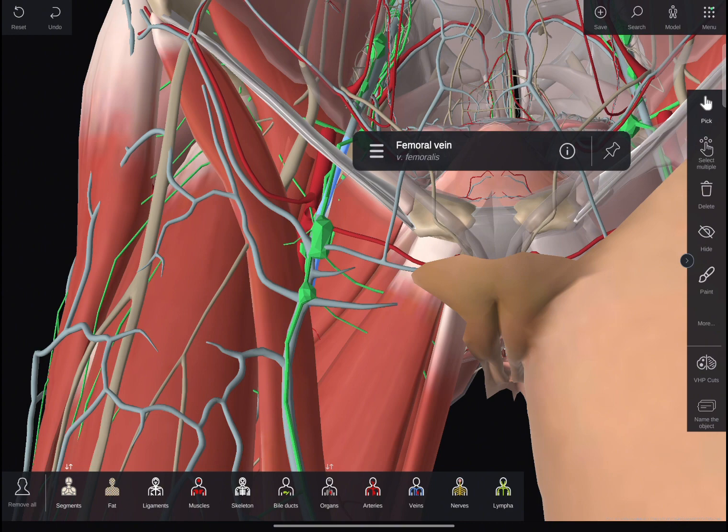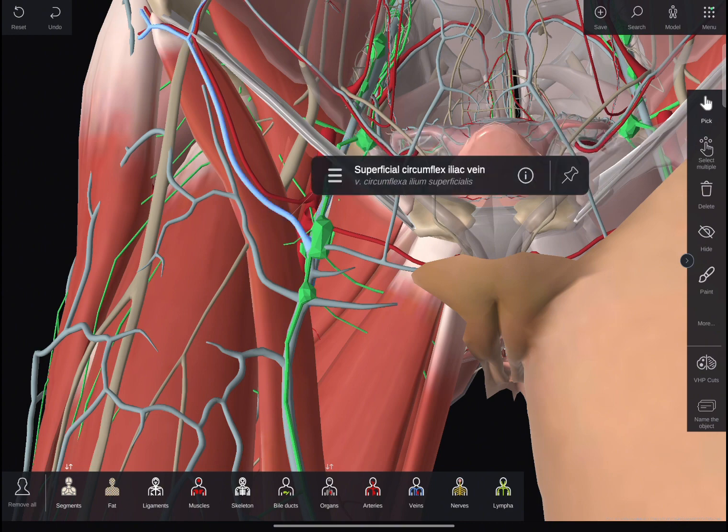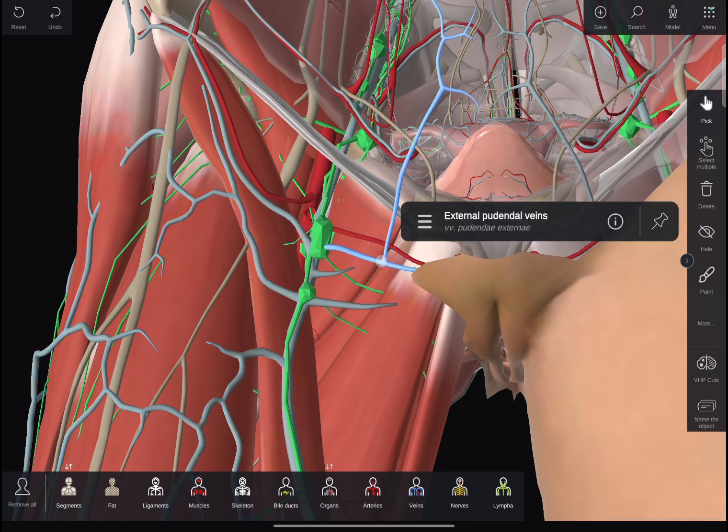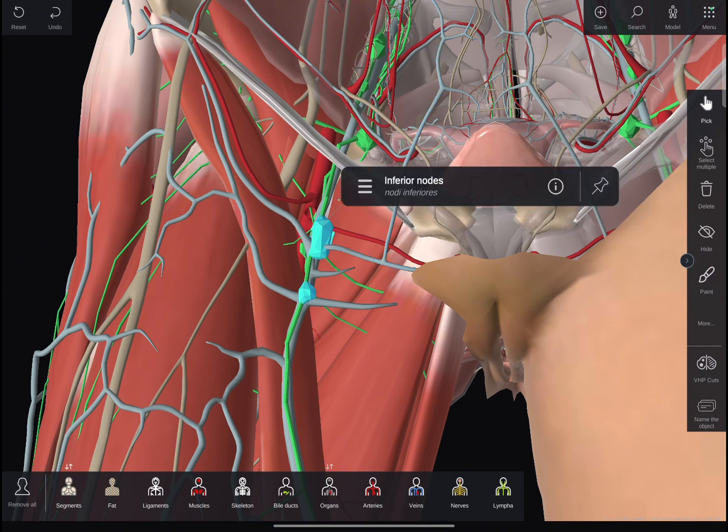some tributaries of the femoral vein like this one, the superficial circumflex iliac vein, anterior cutaneous vein of the thigh and external pudendal vein, and they drain into the femoral vein via the saphenous hiatus, and the femoral vein behind the inguinal ligament continues as the external iliac vein. Now we will see there are some deep inguinal lymph nodes like this, and there are some pelvic lymph nodes.